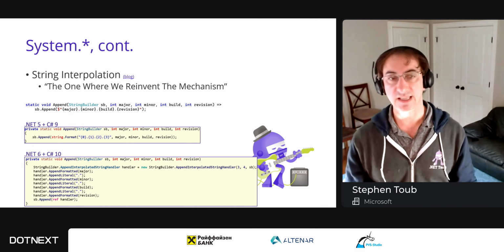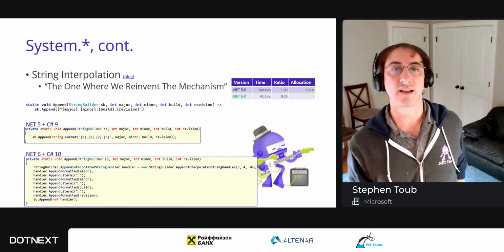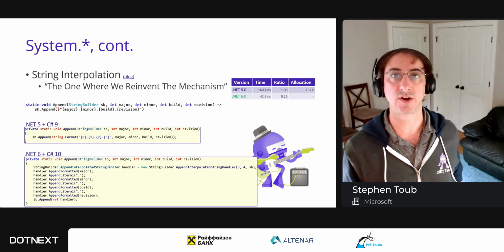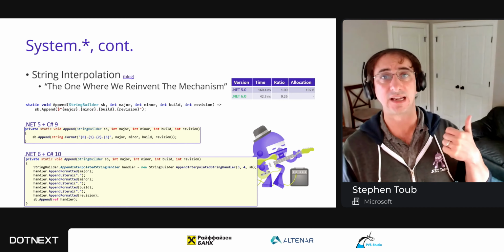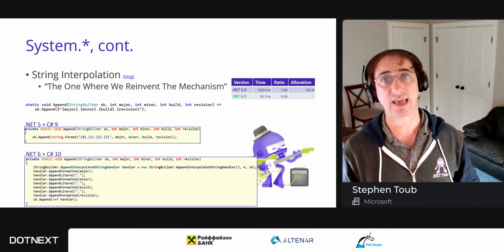And you can see the impact of this when I run this on .NET 5 versus .NET 6. On .NET 5, this was taking about 160 nanoseconds and allocating about 192 bytes. On .NET 6, this was taking about 40 nanoseconds and not allocating anything because it's not having to allocate that params array, it's not having to box those objects, and it's not having to allocate that intermediate string.